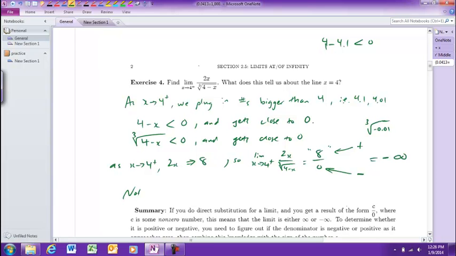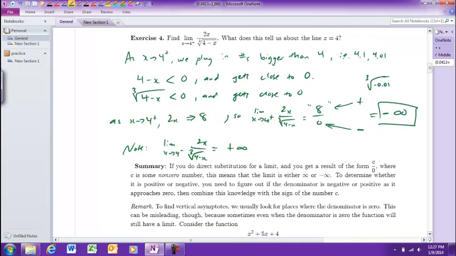And a quick note, if this was the limit as x approaches 4 from the left of 2x over the cube root of 4 minus x, well, if you're plugging in numbers slightly smaller than 4, 4 minus a number smaller than 4 gives you a positive. You would end up getting a positive infinity instead of a negative infinity. In any case, that is our answer.